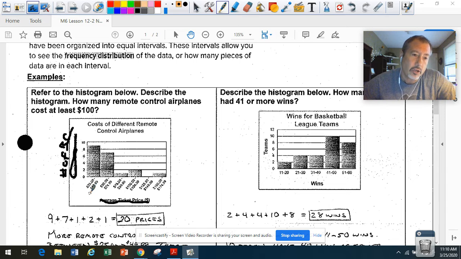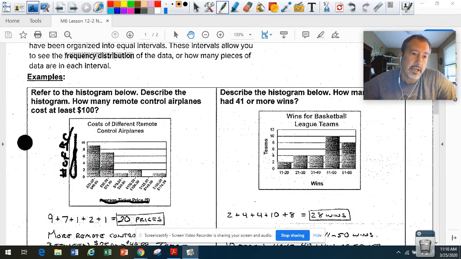As you see, the intervals are broken up into $25 to $49.99, $50 to $74.99, $75 to $99.99, $100 to $124.99, $125 to $149.99, and finally $150 to $179.99. Well, let's look at what all of this means.